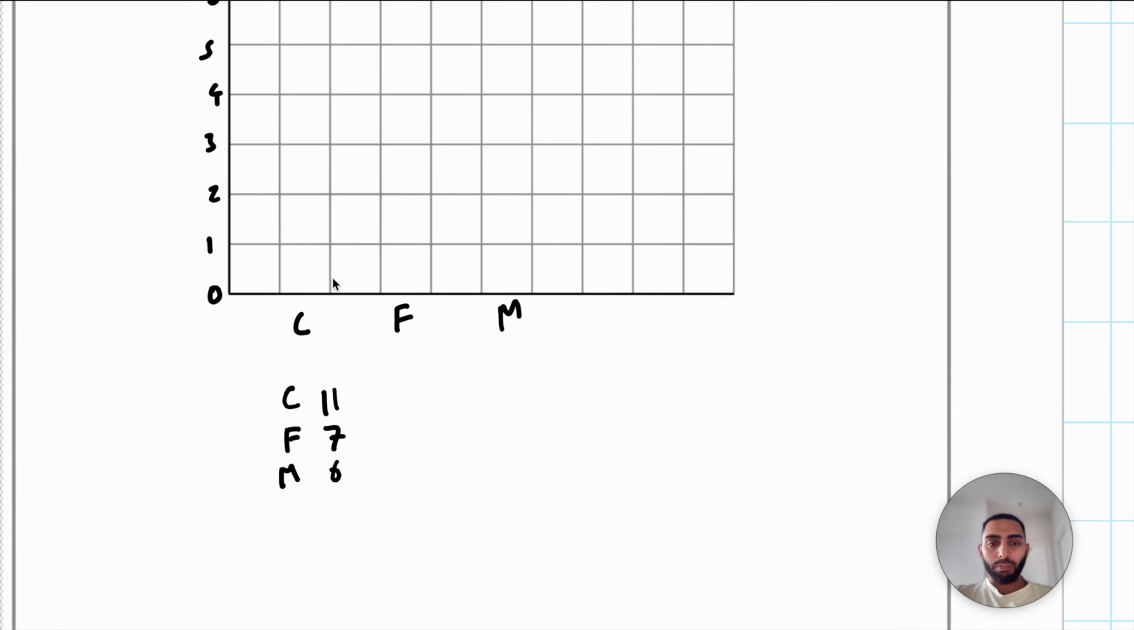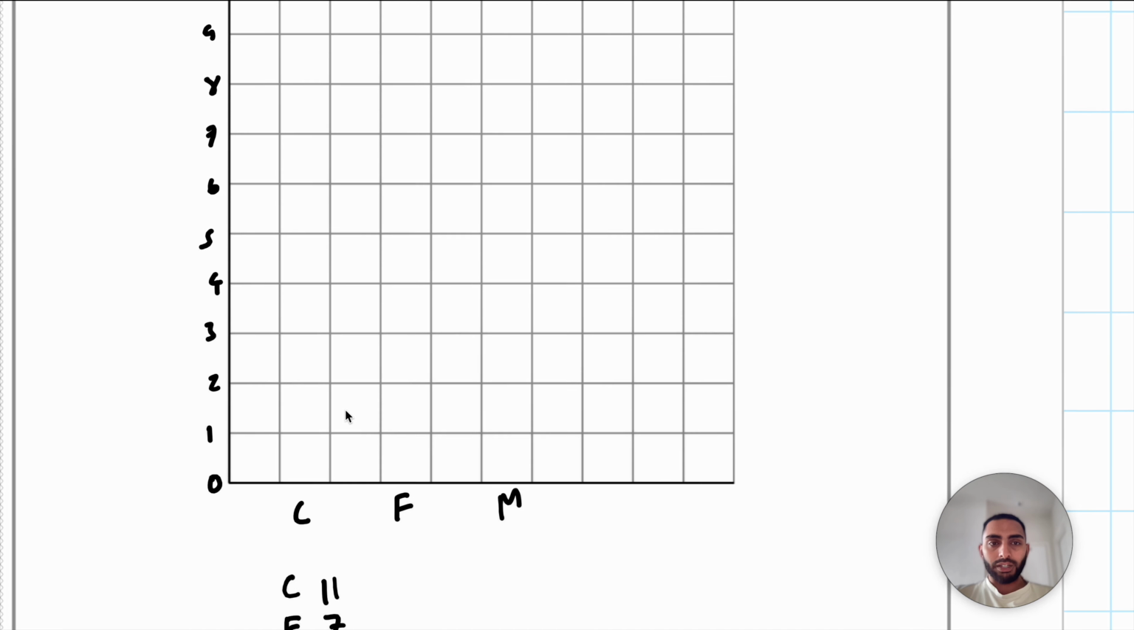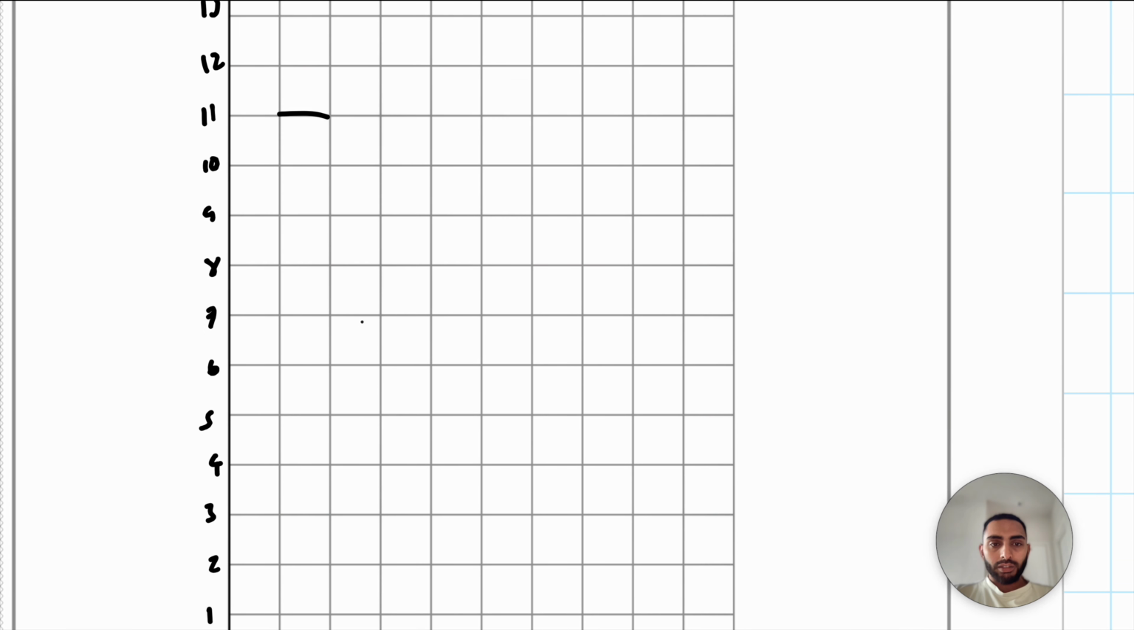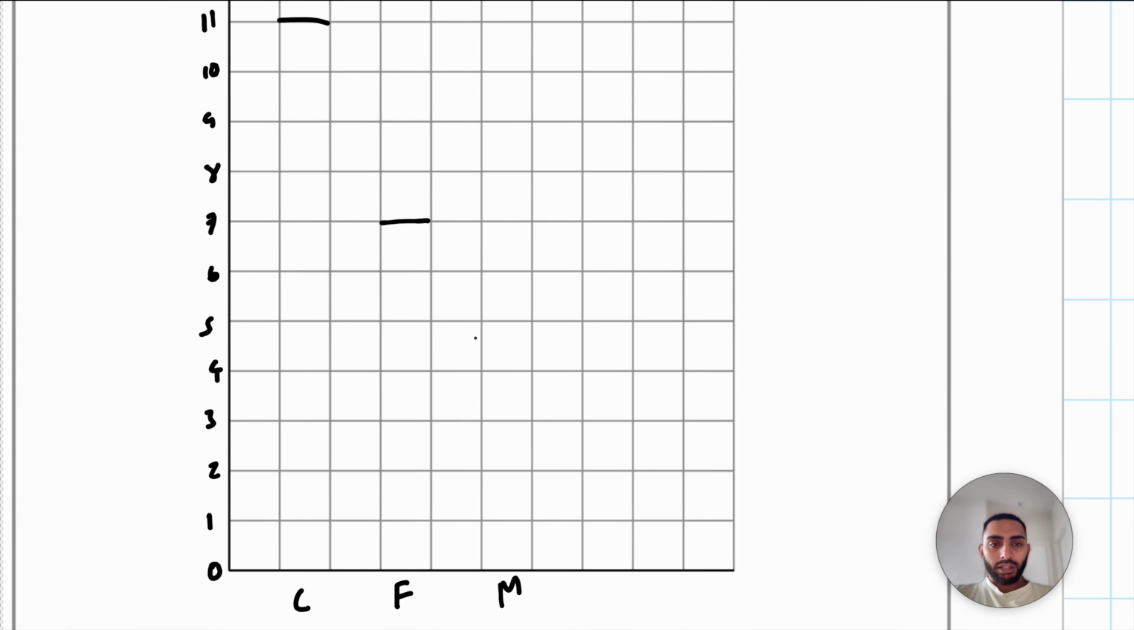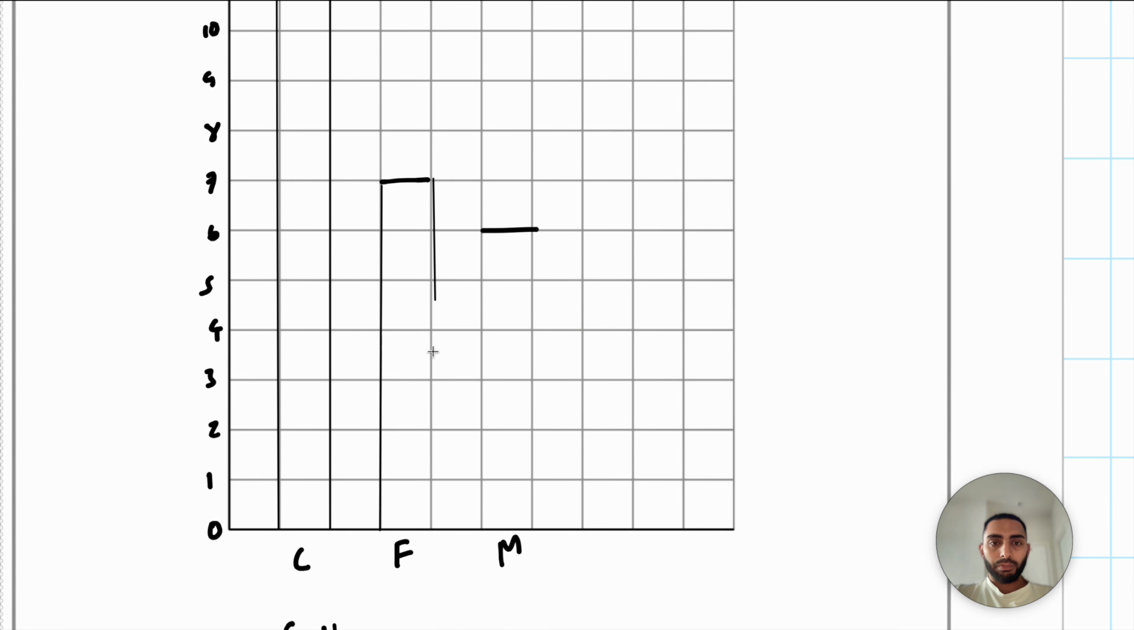So I've got one bar and I've got a space between each of them. I just need to plot these on 11, 7, and 6. And then I just need to draw my lines. Obviously, you do this with pencil just in case you make any mistakes. And that's finished.